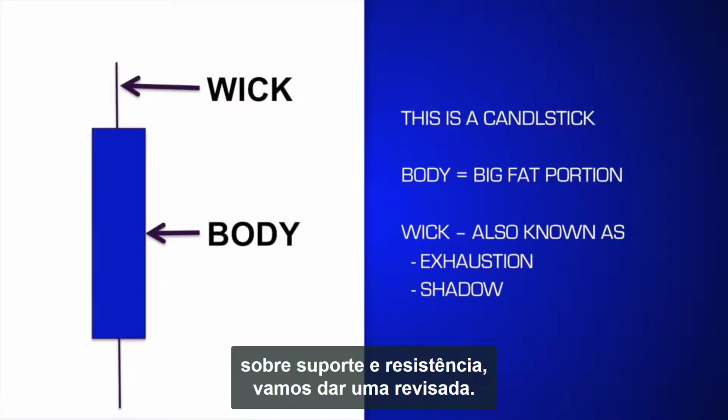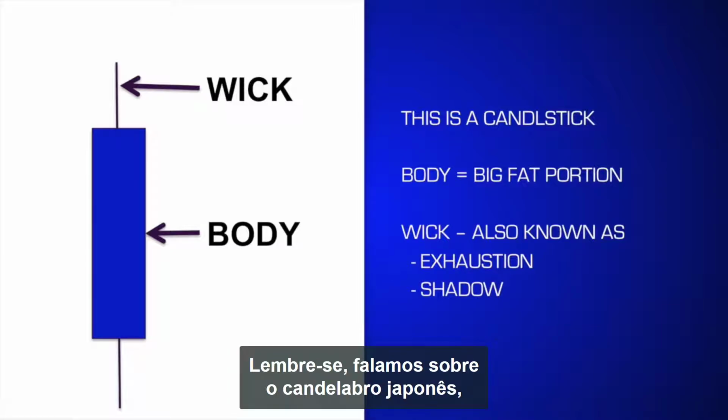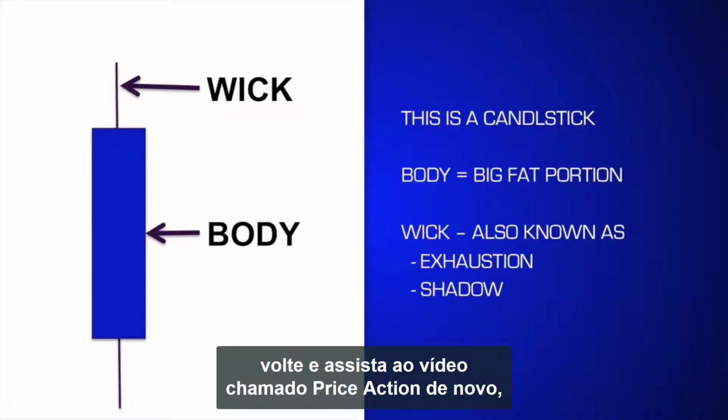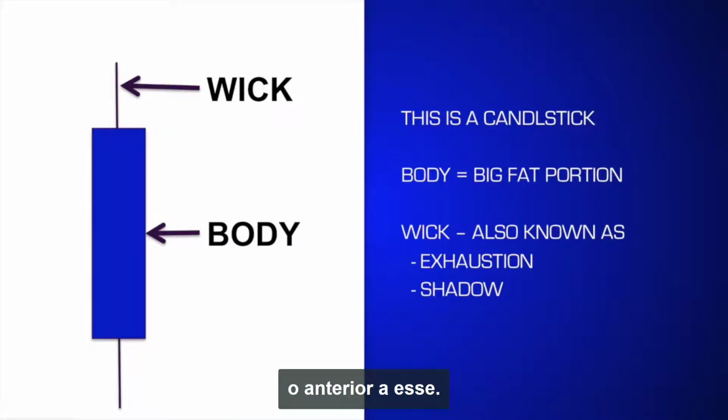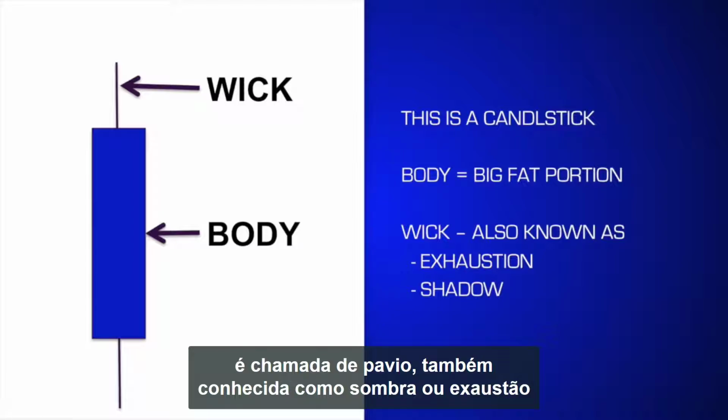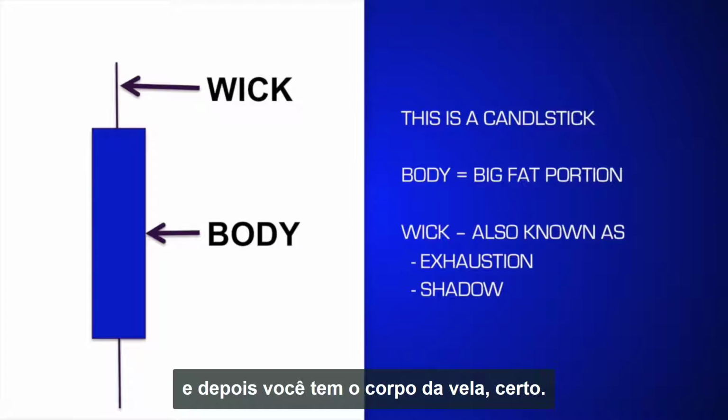Before we talk about what support and resistance is, let's review. Remember, we talked about Japanese candlesticks, and if you don't remember, go back and watch the video titled Price Action, which was one that was before this one. Okay, so let's just review real quick. Remember, you have a Japanese candlestick. That's what this little structure is on the screen. The little skinny, pointy, prickly looking thing, that is called a wick, also known as a shadow or exhaustion. And then you've got the body of the candle.